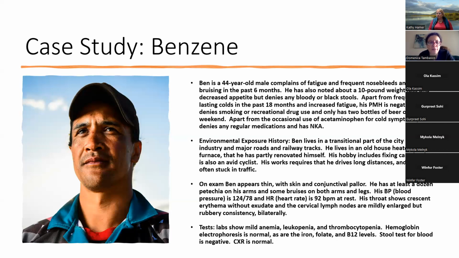I did a few tests, and I see that his labs show mild anemia, mild leukopenia, and mild thrombocytopenia. His hemoglobin electrophoresis is normal, and his iron, folate, and B12 levels are also normal. I did a stool test for him, and that's negative, there's no blood. And the chest x-ray is also normal.